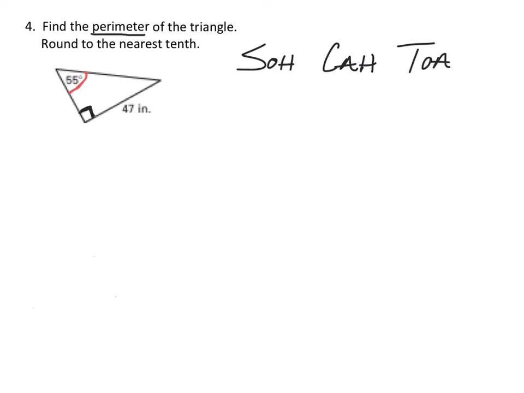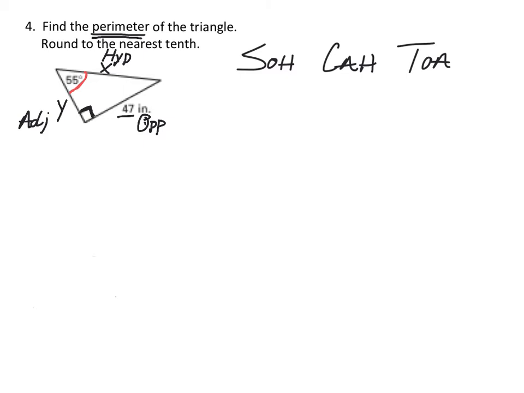So let me label my 3 sides. Hypotenuse is the easiest to pick out. It's across from the right angle. The one side they do give me, that 47, is opposite because it's across from the 55 degrees. And the last side on the left is the adjacent. The other thing I'm going to do, since I'm looking for the perimeter, I'm going to need those 2 missing side lengths. So I'm going to throw some variables in there. We'll call the hypotenuse x, and I'll call the adjacent side y.